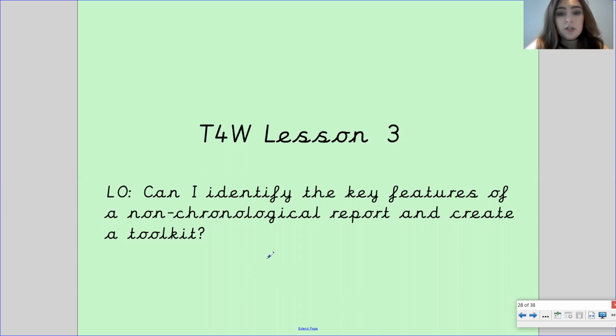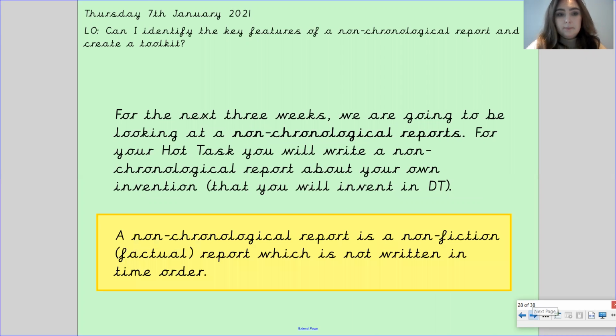So our learning objective for our third talk for writing session this week is: can I identify the key features of a non-chronological report and create a toolkit? Now, for the next 3 weeks, we are going to be looking at non-chronological reports. For your hot task, you are going to write a non-chronological report about your own invention, the one that you're inventing in your design technology lessons.